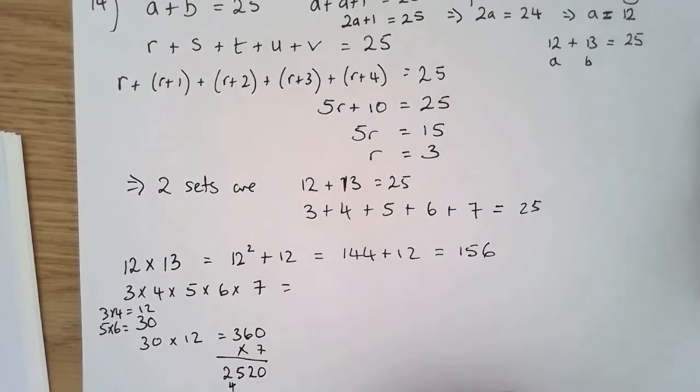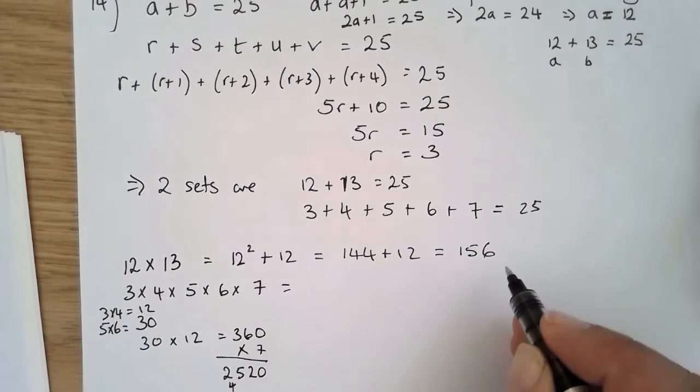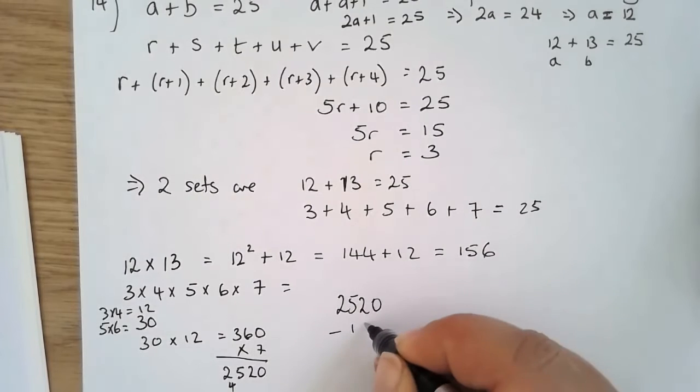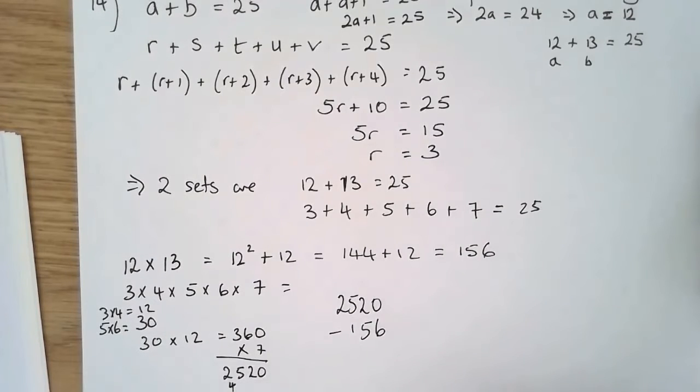I'm then going to take away 2520 and take away 156. 2520, 156.